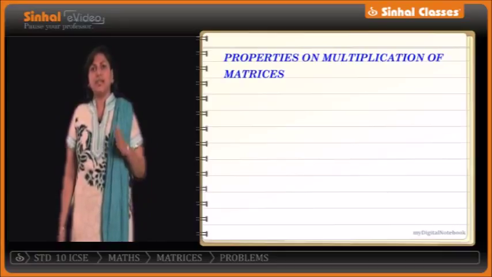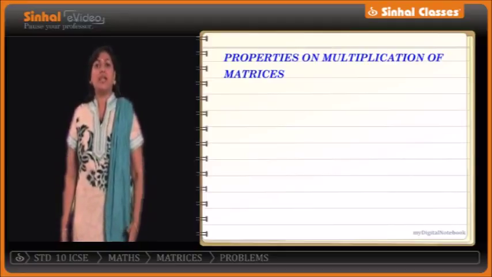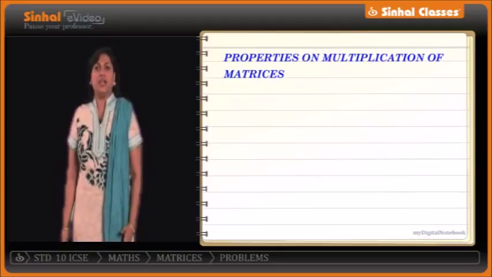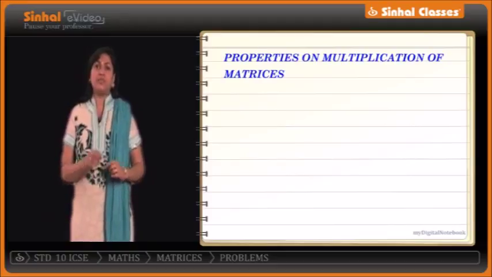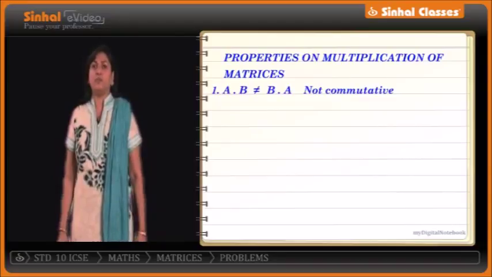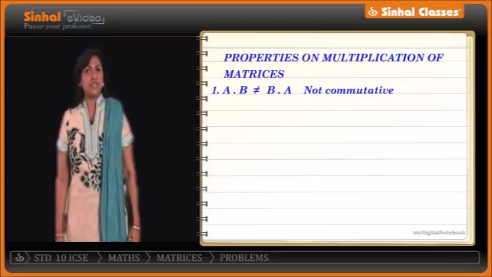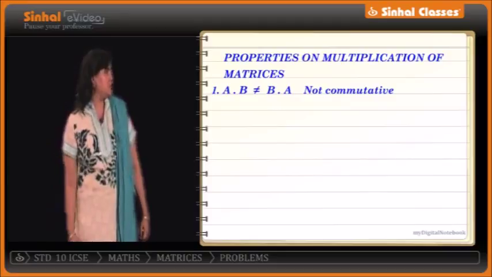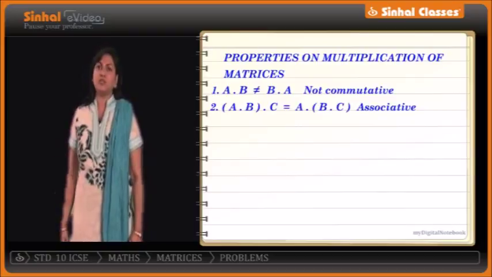So, we cannot say that A into B is always equal to B into A. But again, there will be some cases where A into B will be equal to B into A. So, in general, they are not equal. Now, this property, A into B equals B into A, is called the commutative property, but here in matrices, multiplication is not commutative. Now, the second property: A into B into C is equal to A into B into C.